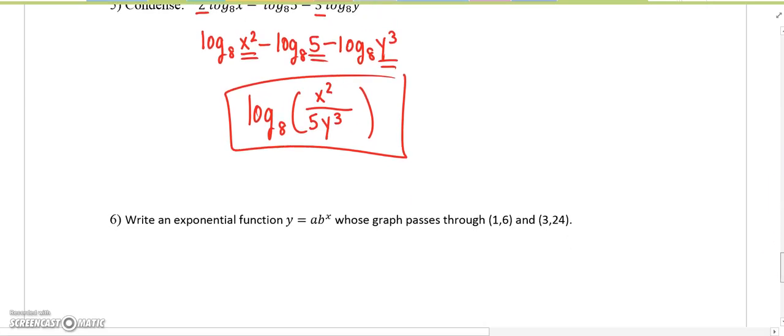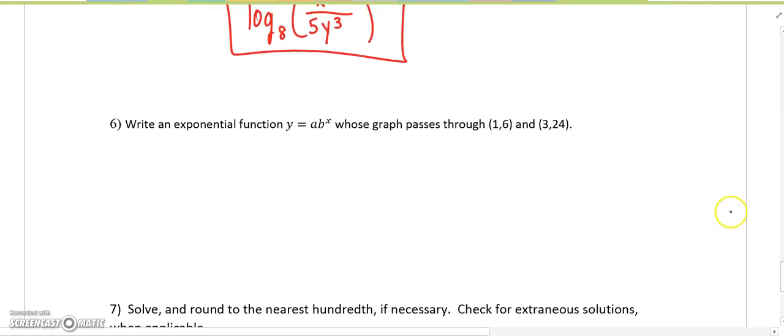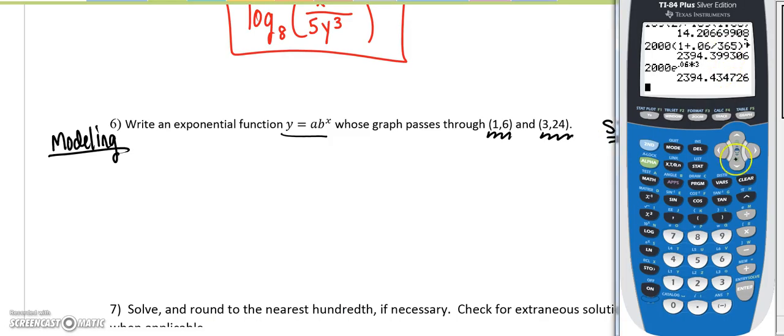Okay, let's talk about modeling. That's this one right here. This is modeling, and that's strictly using the calculator that we're going to do that. So write an exponential function, y equals a times b to the x, whose graph passes through these 2 points. Alright, when you are given points and you want a model, a function, we're going to use the stat button on our calculator. Alright, so I'll show you right now.